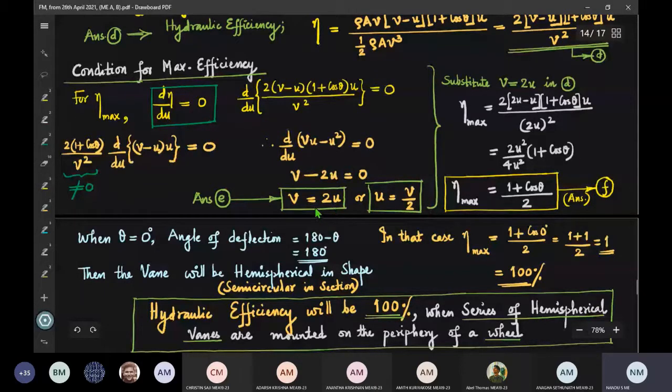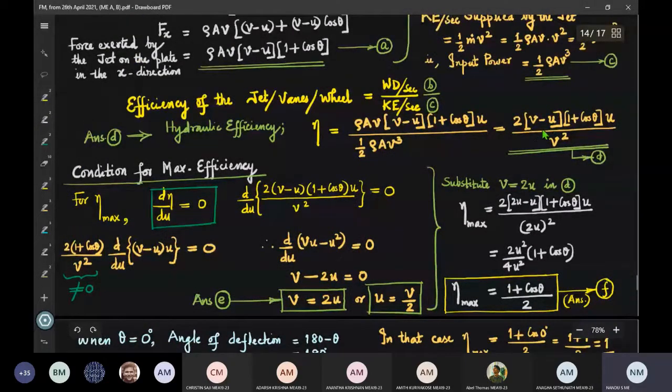So once you substitute this condition, V is equal to 2U, in the expression for efficiency, what is that? 2 into (V minus U) into (1 plus cos theta) into U by V square. You are replacing V by the value 2U. So 2 into (2U minus U) into (1 plus cos theta) into U divided by (2U) whole square.